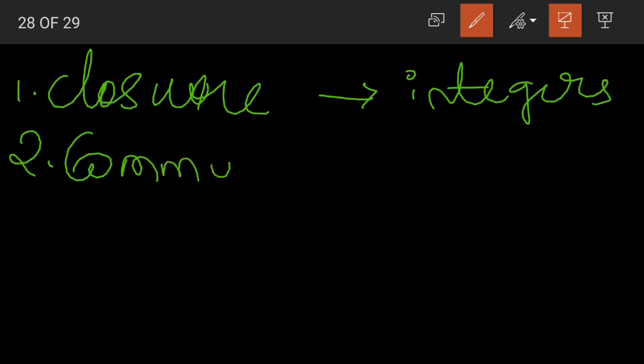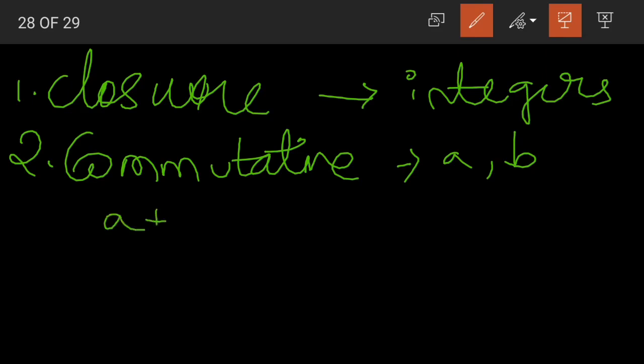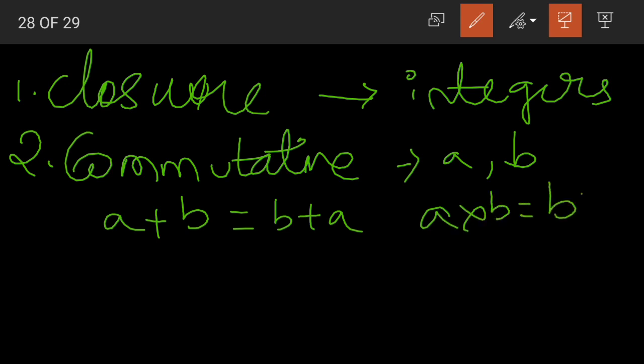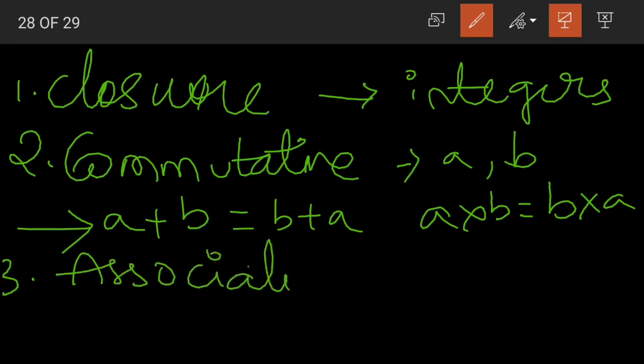Second one was commutative property. In commutative property, we have two integers a and b, and when we change the order of the integers, a plus b should be equal to b plus a, and a into b should be equal to b into a. So even when we change the order of the integers, the answer should be the same. Coming to the third one, associative property. In associative property, we have three integers a, b and c. In associative property, what do we do? We change the grouping of the integers.